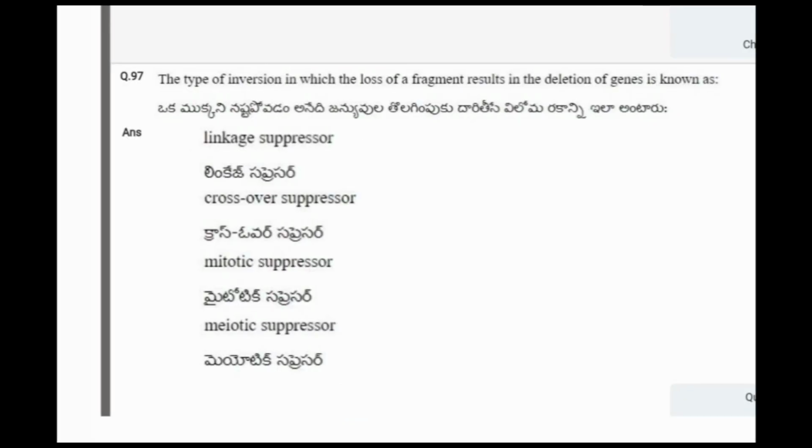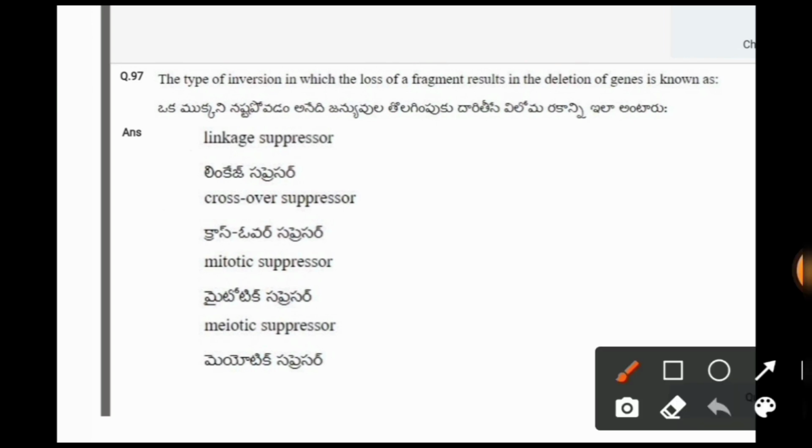Next question. The type of inversion in which the loss of a fragment results in the deletion of genes is known as. The options are linkage suppressor, crossover suppressor, mitotic suppressor and meiotic suppressor. So the correct option is the second one, that is crossover suppressor.